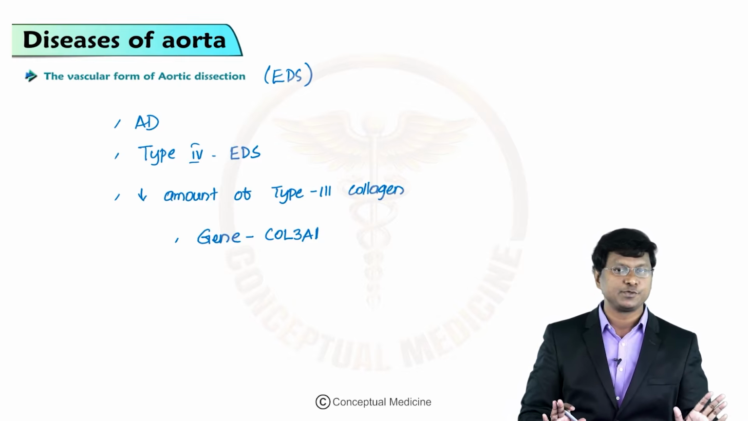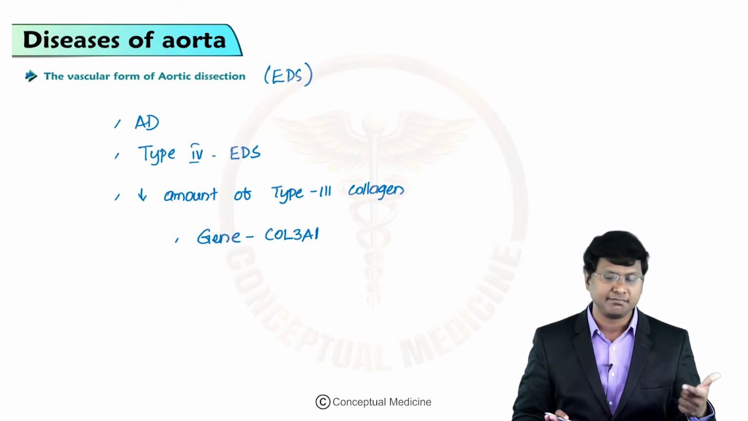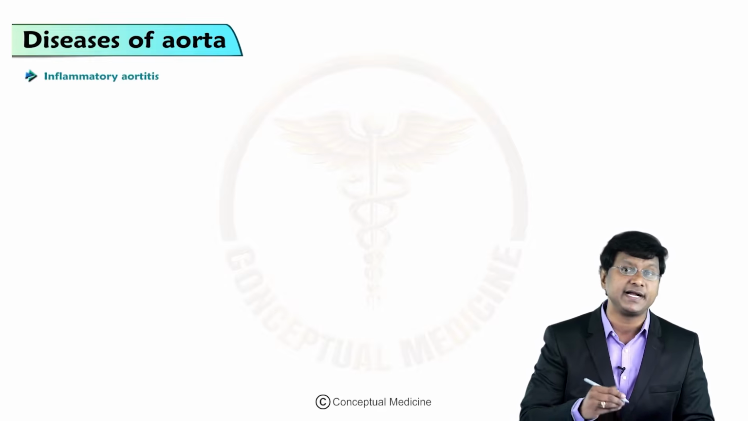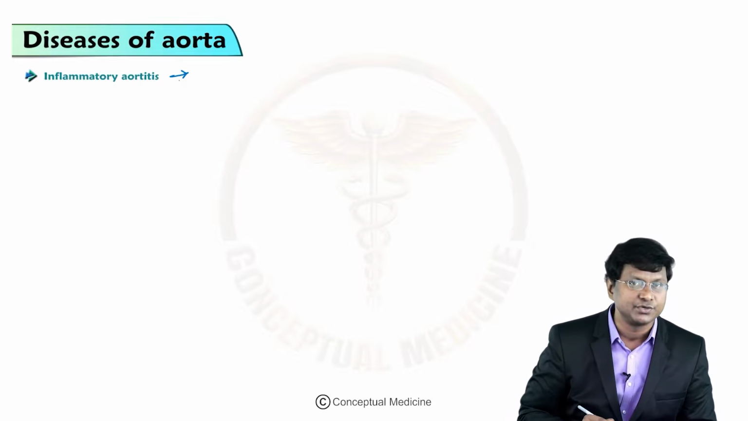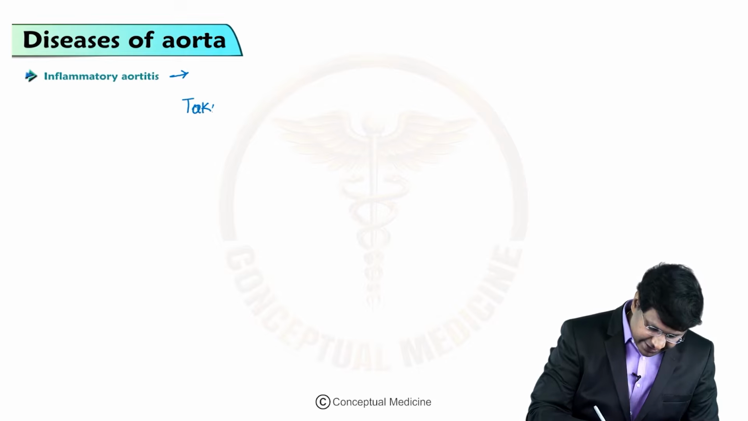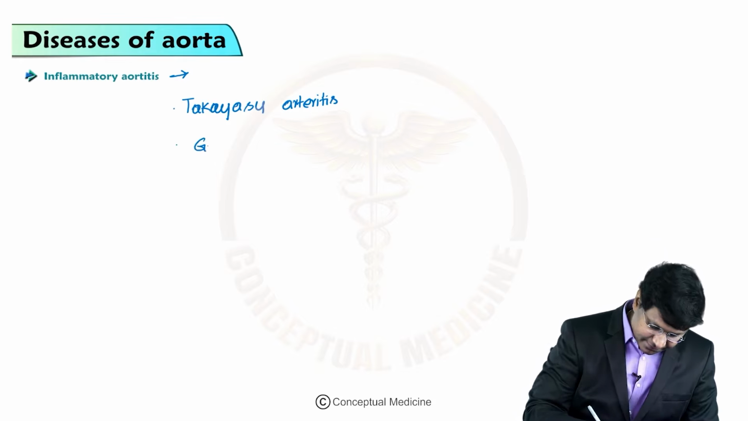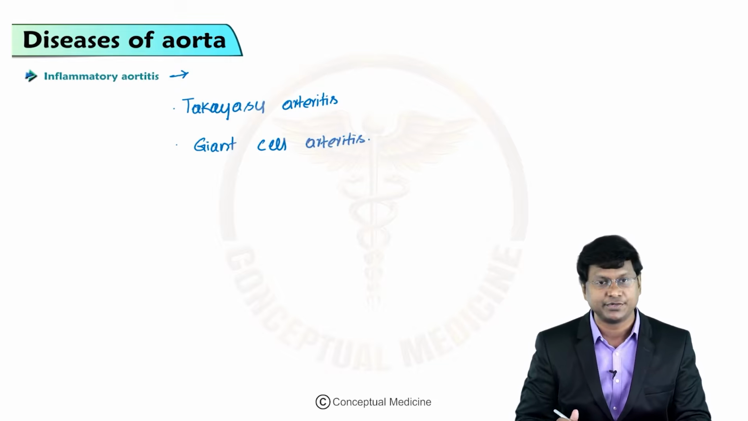So these are the predisposing factors. The most common predisposing factor is systemic hypertension, and other predisposing factors are Marfan syndrome and Ehlers-Danlos syndrome. Apart from that, inflammatory aortitis also predisposes to the development of aortic dissection. What are those inflammatory aortitis? For example, large vessel vasculitis: number 1, Takayasu arteritis; number 2, giant cell arteritis. So these two are the inflammatory aortitis which can cause aortic dissection.